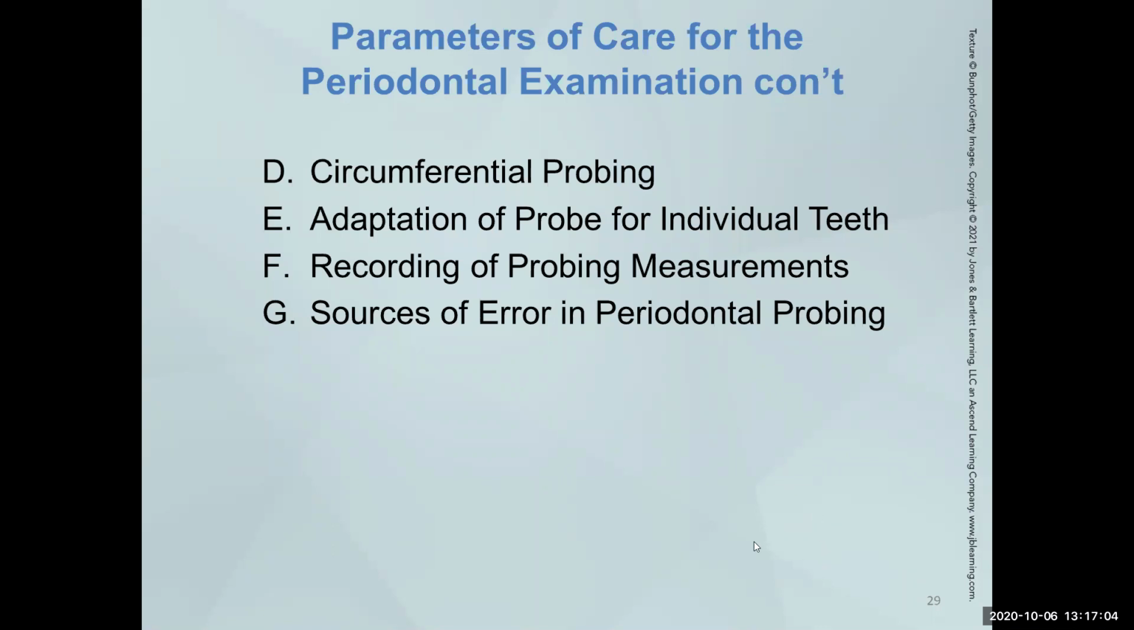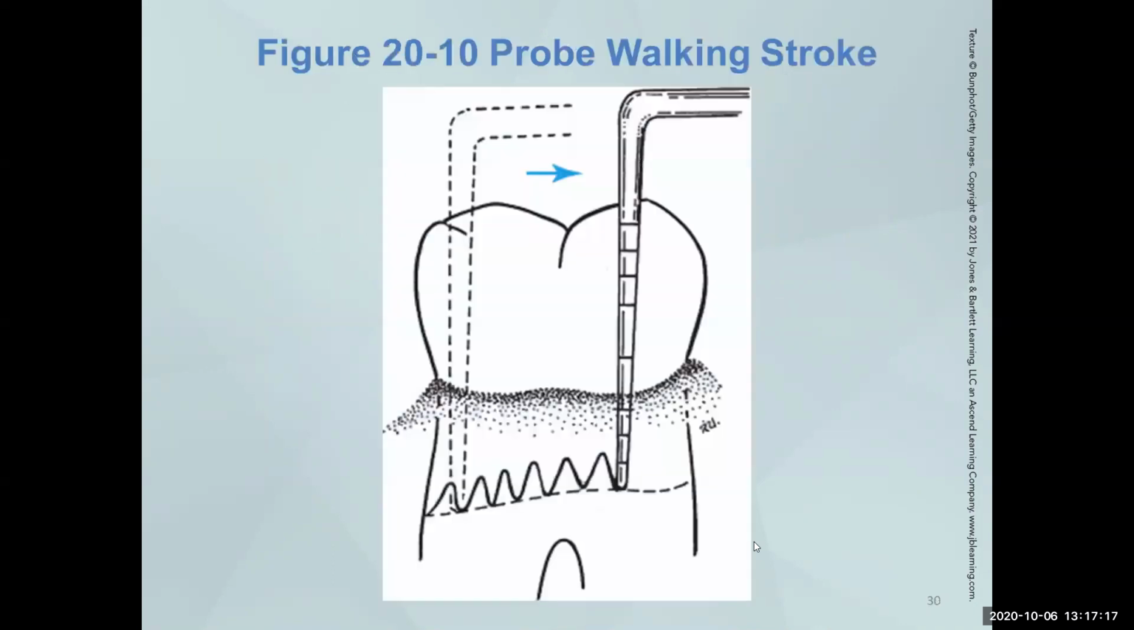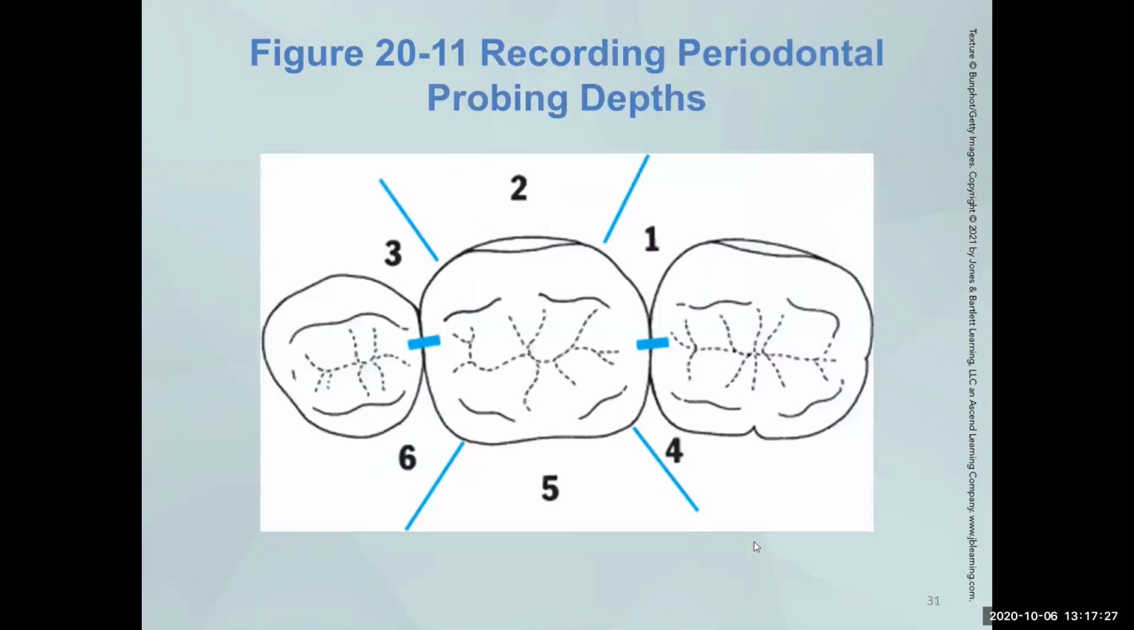So angulation is important. So is the thickness of the probe. If you've got a fat probe, it's not going to get into tighter, narrower pockets as easily as a thin, narrow probe. Use short walking strokes, keeping it underneath the tissue the entire time, so you're not missing anything. You're taking 6 readings.